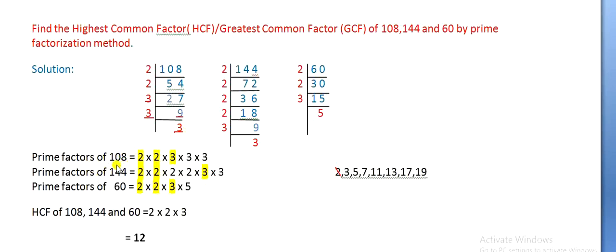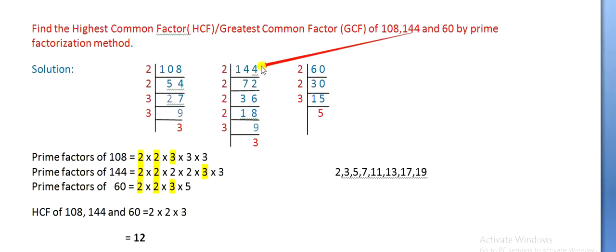All the prime factors of 108: 2 came 2 times, we wrote 2 two times. 3 came 3 times, we wrote 3 three times here. In the same way we will find the prime factors of the second number, that is 144.